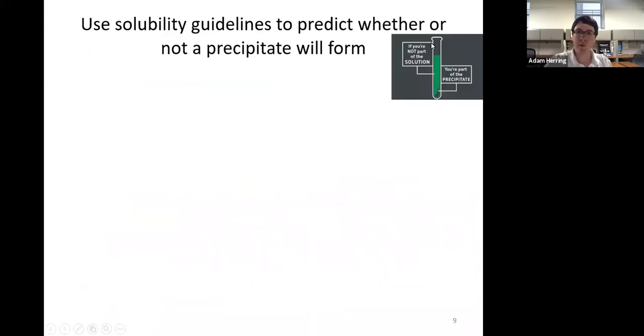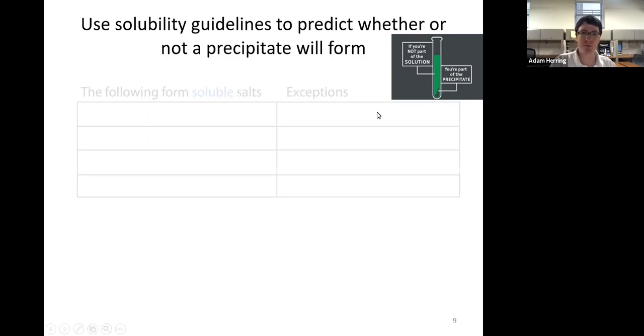So in a previous video, I mentioned somewhat jokingly that in chemistry, we might say that if you're not part of the solution, you're part of the precipitate. And this is true. We can use the solubility guidelines in order to predict whether or not a substance will be part of the solution or whether it will form a precipitate. So let's go through these different guidelines.